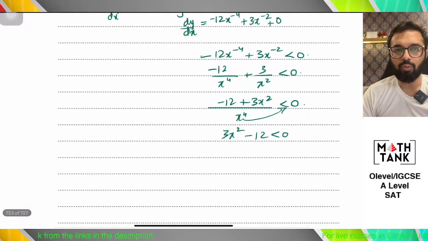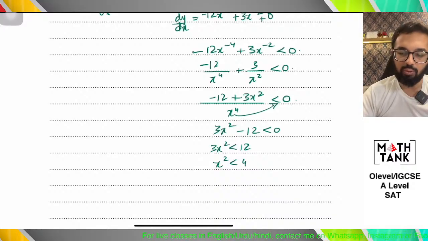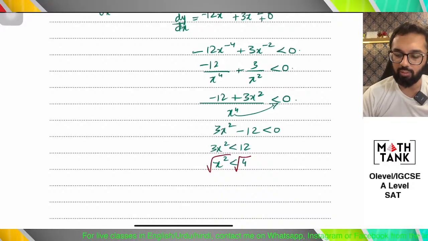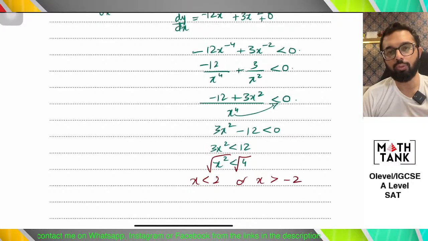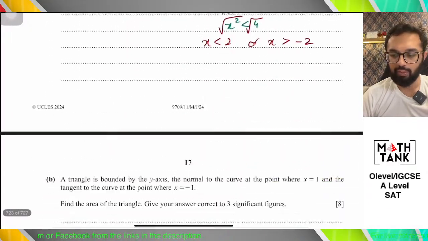You could solve this with a quadratic inequality, or I can show you something directly as well. You can do this, but it is certainly not recommended. When you put a root on both sides, it generates two answers: x is less than 2 or x is greater than minus 2. And when you introduce a negative, you need to flip the sign as well. So that's the set of values of x.